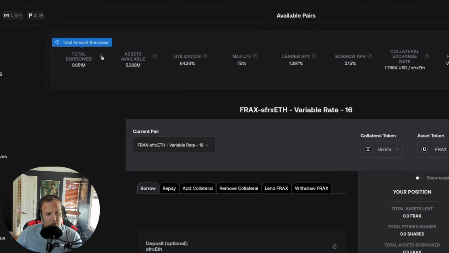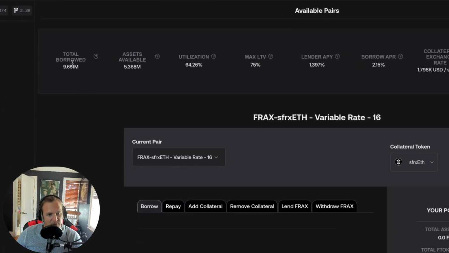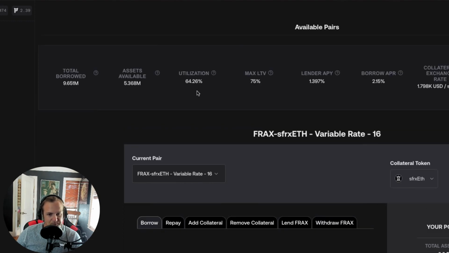Okay. So there's a bunch of stuff up in this column, and it might be a little confusing at first. The total borrowed is the total amount of Frax that has been borrowed by people who have used this collateral asset, in this case, stake FrxETH. Assets available, right? This is how much is left. So people have borrowed $9.6 million, and then there's $5.36 million left to borrow. You add these together, you're going to get about $15 million. And that means that there's a utilization rate of 64%.